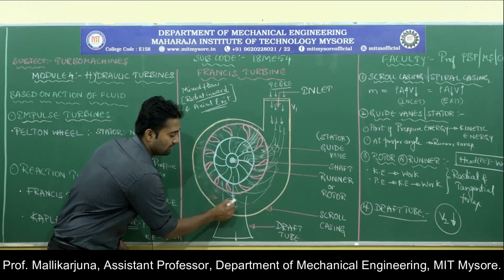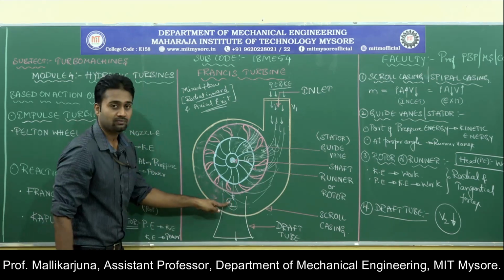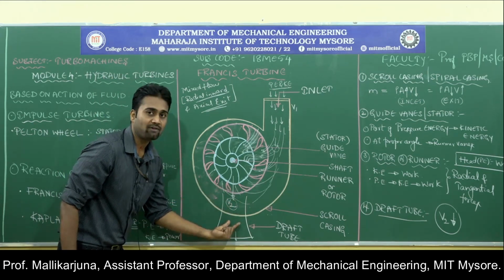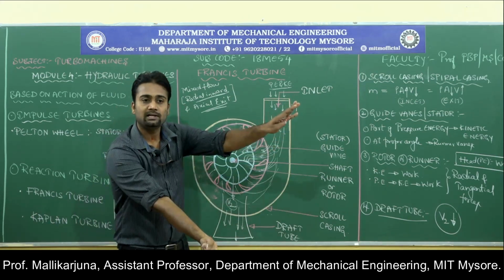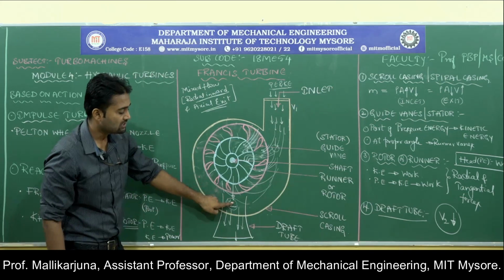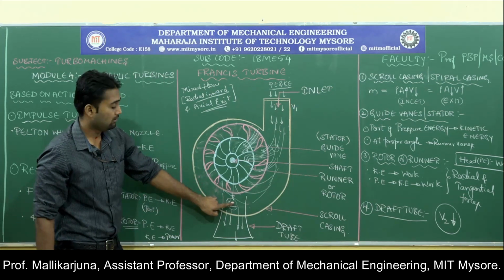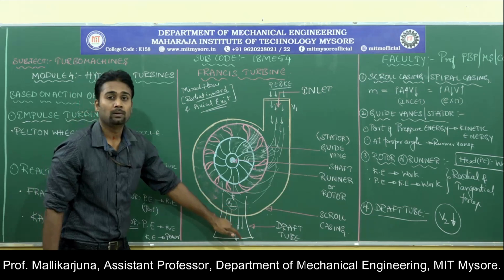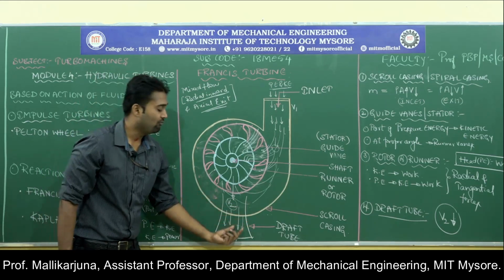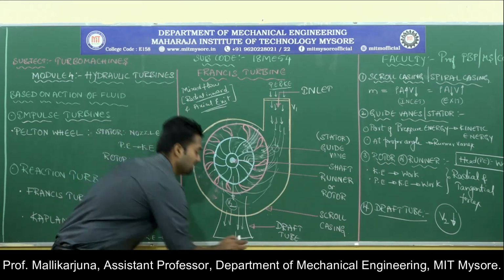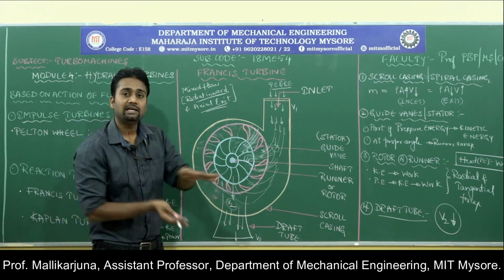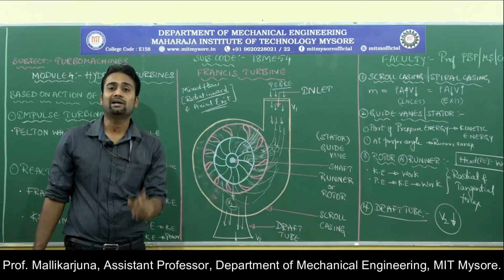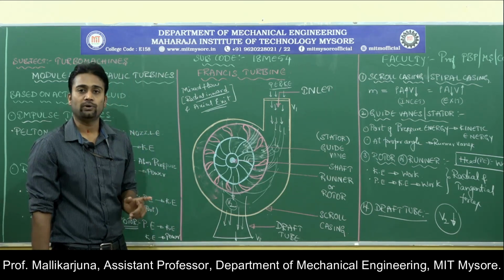This is V2, the velocity of the fluid at the exit of the turbine and the velocity at the entry to the draft tube. With this velocity V2 the fluid is flowing through the draft tube. The area is gradually increasing. That means what? The pressure possessed by the fluid is going to increase and the velocity will come down at the exit of the draft tube. That means the gradually increasing cross section area is going to decrease the velocity of the fluid.